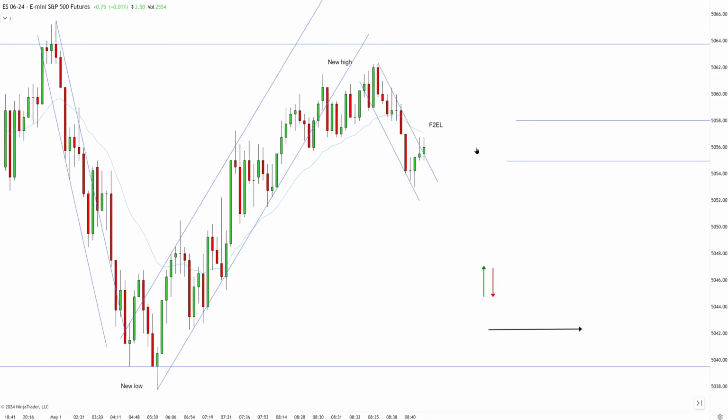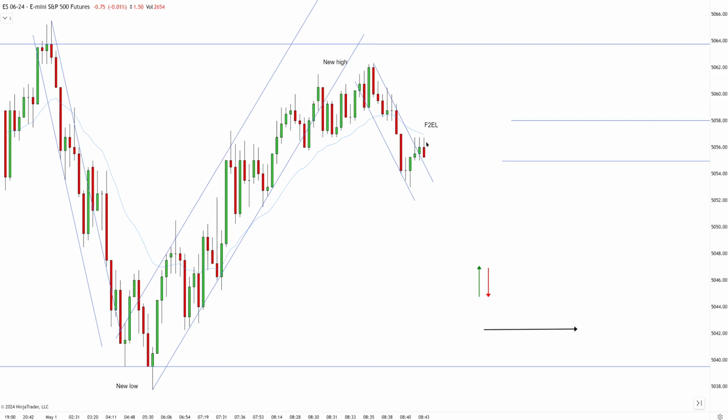So if we get a failed second entry long, it's going to be a reversal pattern. We have a failed second entry long here. Very close to being a solid reversal pattern, but we are not fully at the EMA, and also the single bar didn't tick higher. Now very close to being a decent setup.